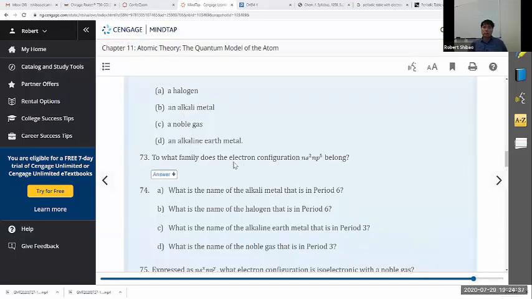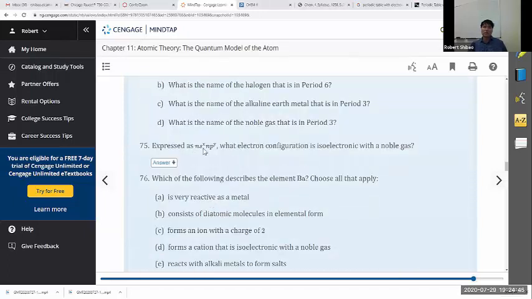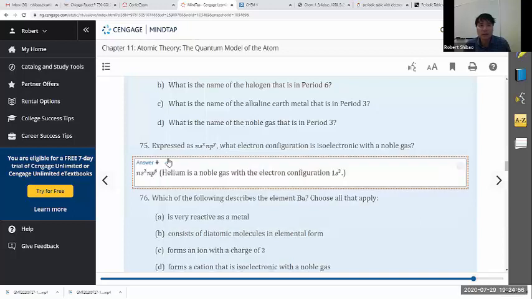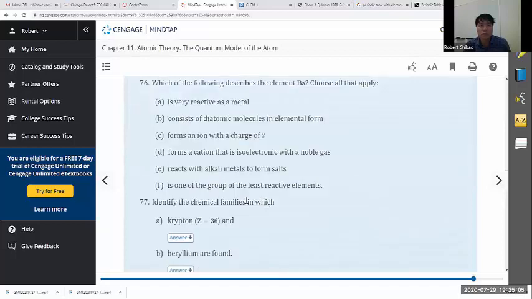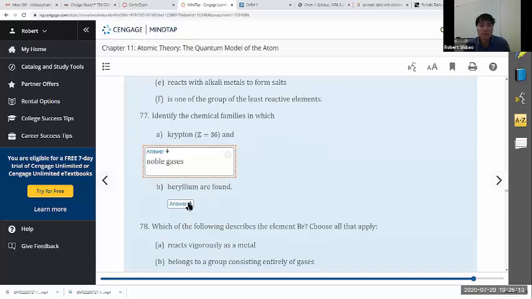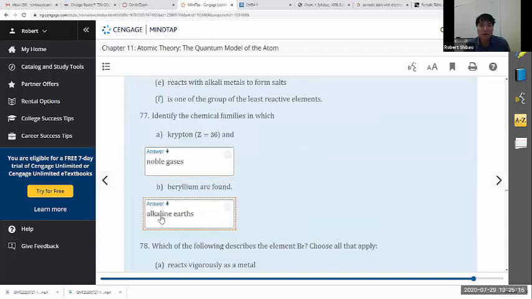To what family? Okay, this is 7, so that's the halogens. 7 valence electrons of halogens. Express ns^x np^y. What electron configuration is isoelectronic with noble gases? Well, we want the octet. ns2 np6. That gives us 8. ns2 np6, 8, the octet, except for helium, excuse me. It was a duet. Identify the chemical family for krypton. This is noble gases. Beryllium is the alkaline earth. Call them alkaline earth.